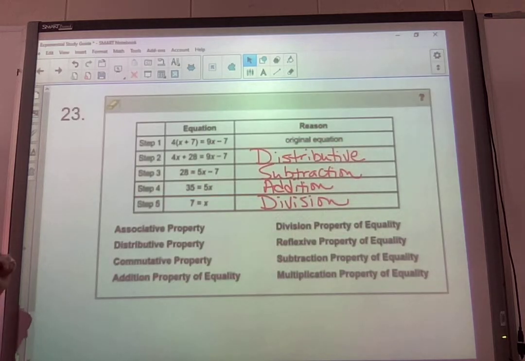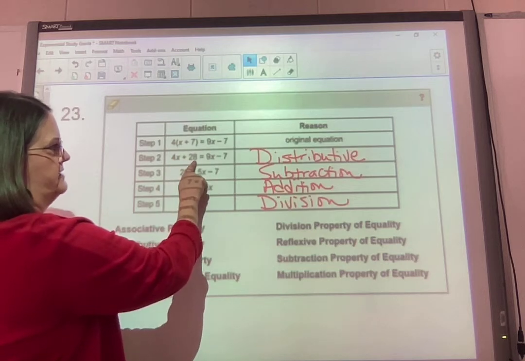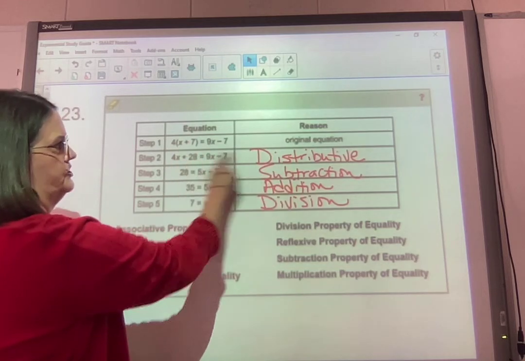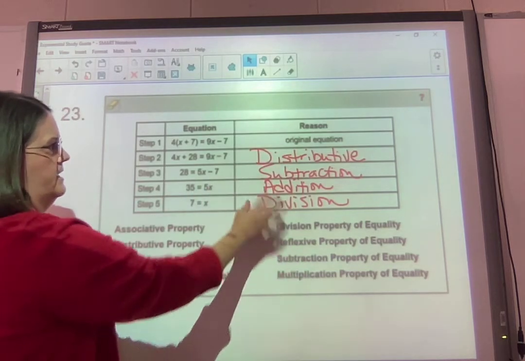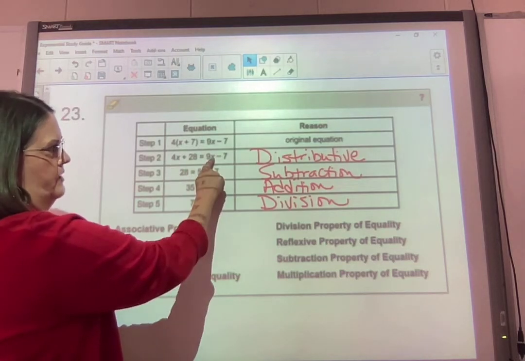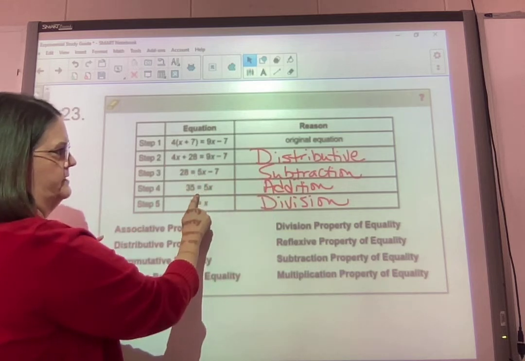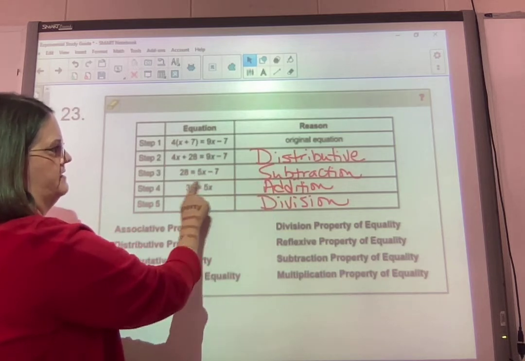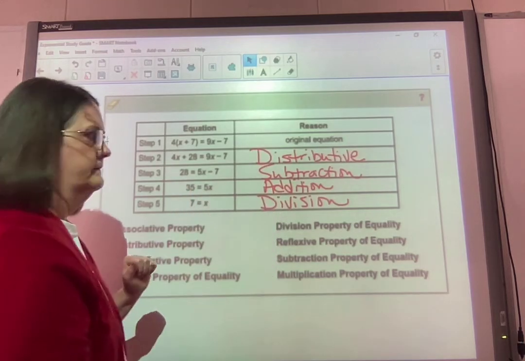This one is one I found on your EOC study guide. You know me, I'm constantly putting these things up. This is from first semester. You distributed here and got 4x plus 28. So the answer to distributing is, and then you write distributive property over here. Then to go from this step to this step, I'm taking this 4x and moving it here, so I'm subtracting it. That's subtraction property. To go from this step to this step, I'm adding 7 to both sides. So that's addition, and then I'm dividing by 5, division.